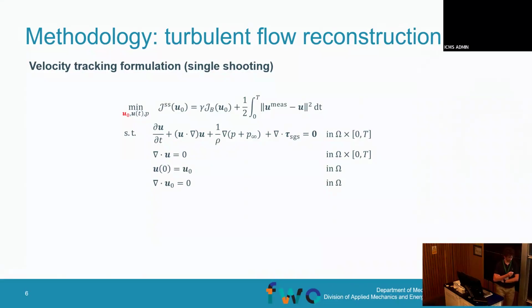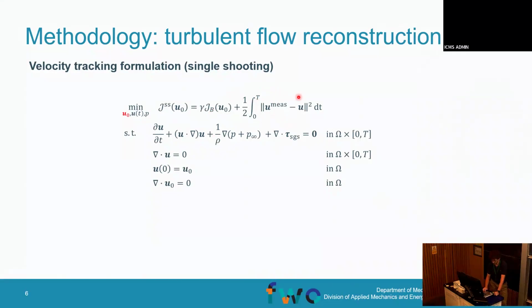So there's not a lot of explaining that I need to do. Turbulent flow reconstruction, in essence, is a velocity tracking problem that has been introduced before. Basically, what we are doing is minimizing the difference between our flow field U and any kind of measurements of this flow field over some time horizon t.